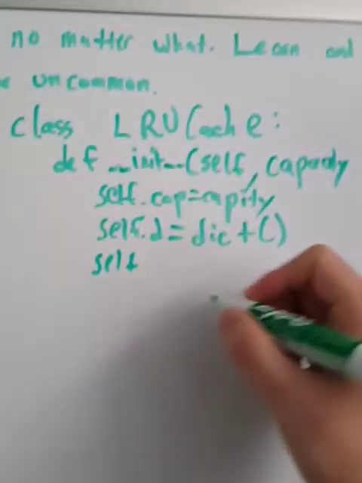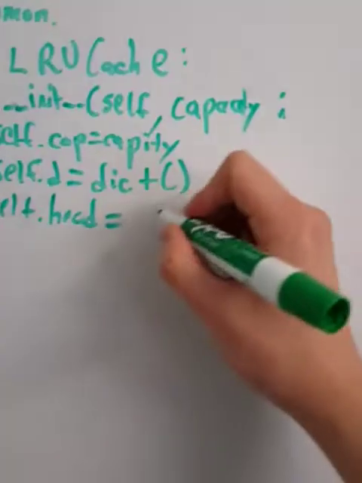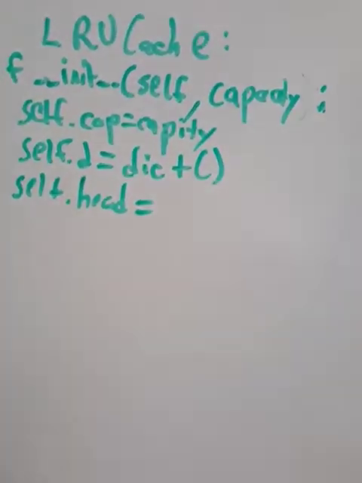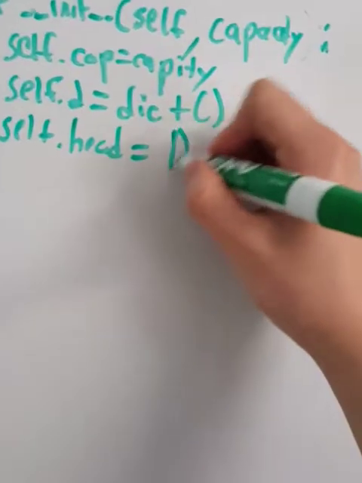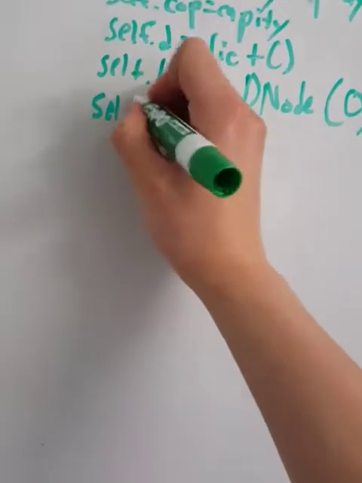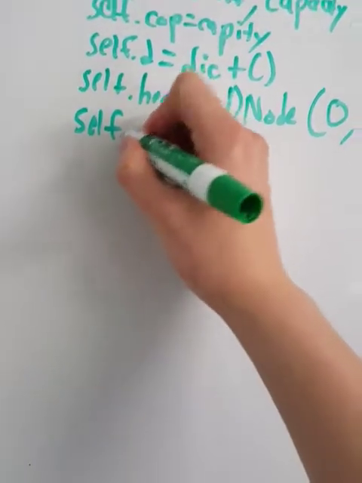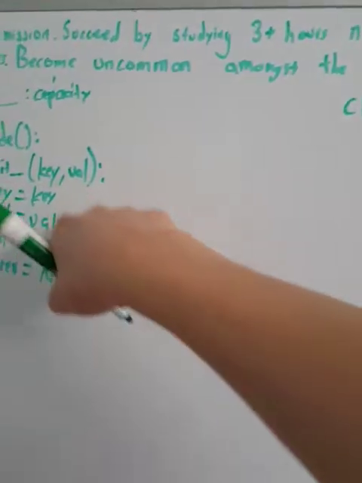In order to do this, we need to keep track of our LRU cache using two different pointers. So self.head we're going to say is a doubly linked node equal to DNode, and then you need to initialize that, so let's just say 0, 0. It's kind of like a dummy head and dummy tail. We need a tail as well, because we want to keep track of the ones closest to the head, and also the ones closest to the tail.